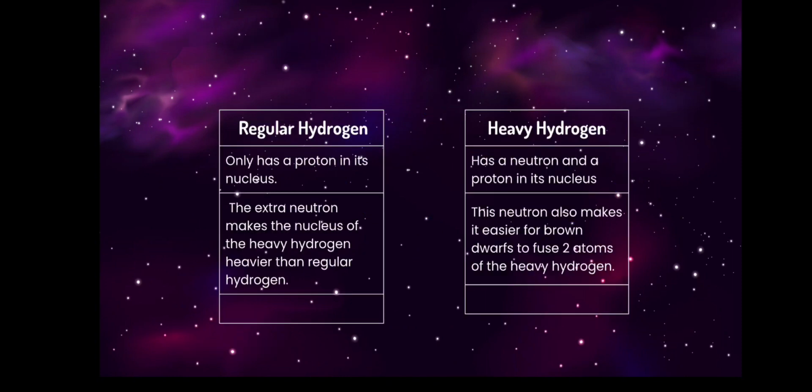So basically, in heavy hydrogen, the neutron inside the nucleus makes it easier for brown dwarfs to fuse two atoms of the heavy hydrogen together. And the extra neutron makes the nucleus of the heavy hydrogen heavier than the regular hydrogen. You might be wondering, oh, it's just a small little neutron, but that really does make a difference.